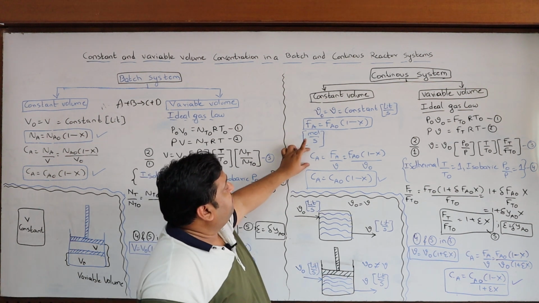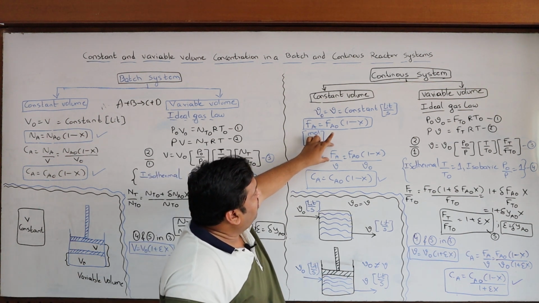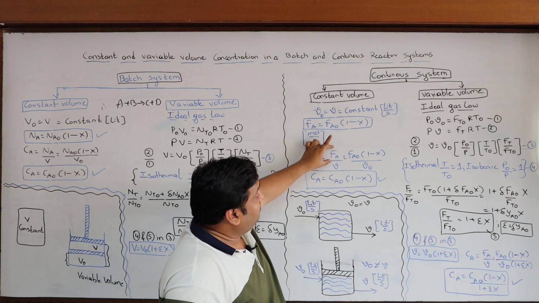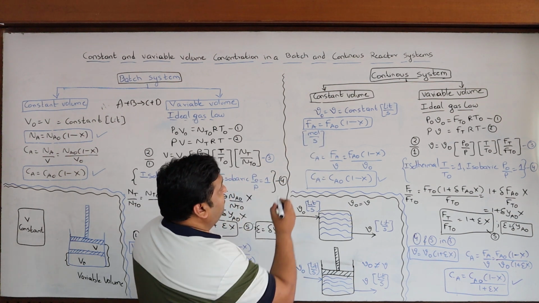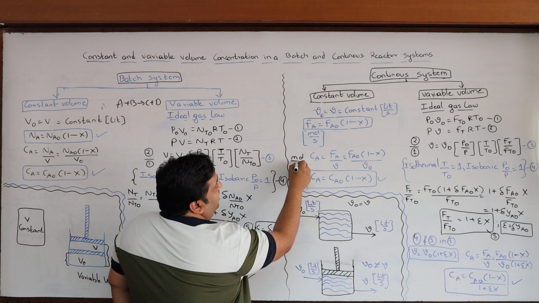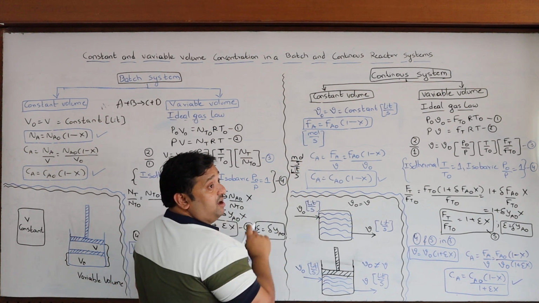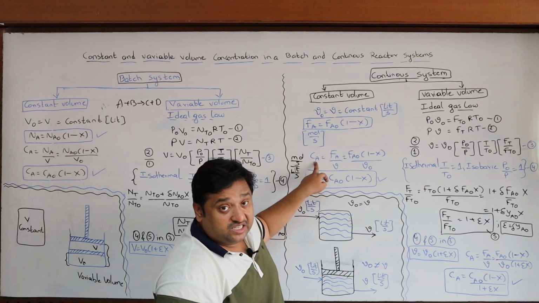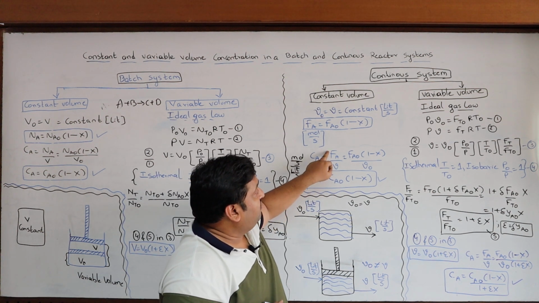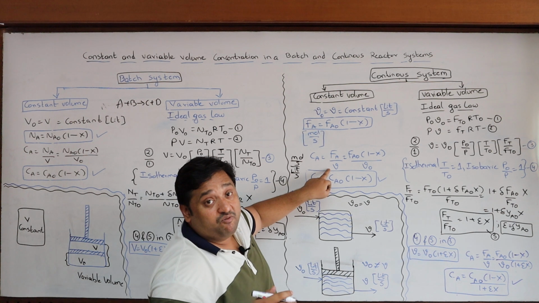Then the final concentration is equal to the final molar flow rate divided by the final volumetric flow rate. The molar flow rate has units of moles per second, and the volumetric flow rate has units of liters per second. Finally moles per liter will come. So the final concentration is equal to the final molar flow rate divided by the final volumetric flow rate.